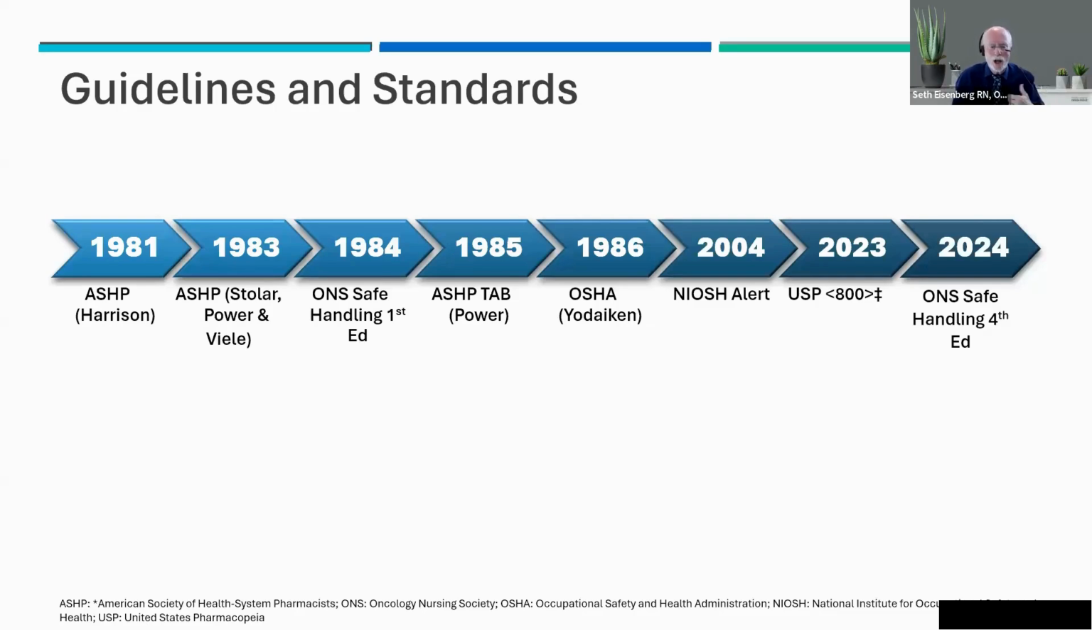1984 was when the Oncology Nursing Society, or ONS, came out with its first edition of the Safe Handling of Hazardous Drugs, edited by Marty Polovich. We've had several other publications since then. I think most of you should be quite familiar with the USP 800. That's an entire topic that we could spend a few hours talking about. I won't go there today.